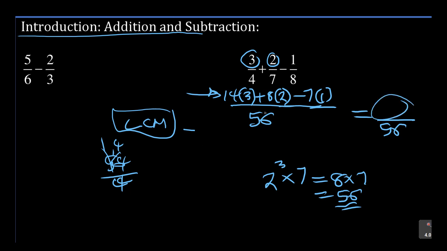You can, if you don't use a calculator, say this time this over 56, you just have to do it on top. Say 14 times 3 plus 8 times 2 minus 7. Because they say don't use a what? A calculator. Then you will get a number there. That number will then be that.